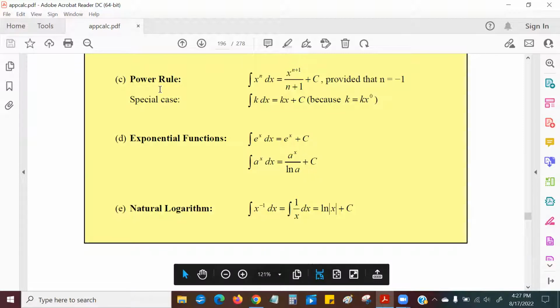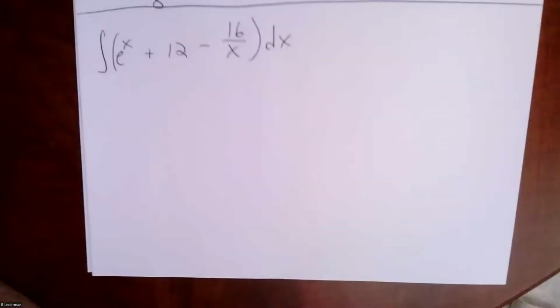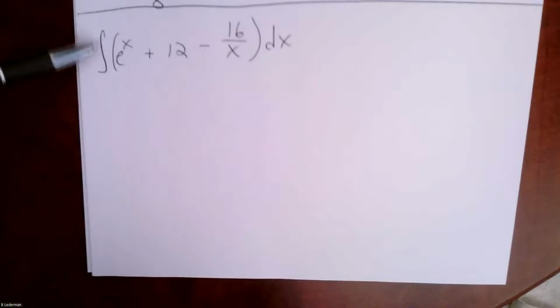Now I want to jump back and do some more fabulous and wonderful examples. Let's look at this problem. The integral of e to the x plus 12 minus 16 over x dx. So again, notice there are no limits of integration on top and bottom of the integral. So my answer is going to be a function. That's all it's going to be.